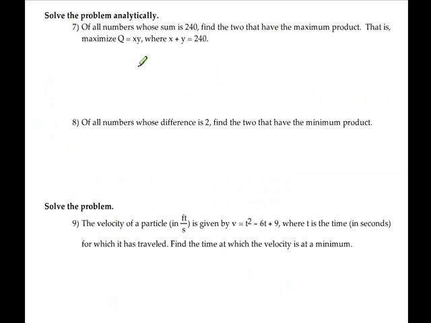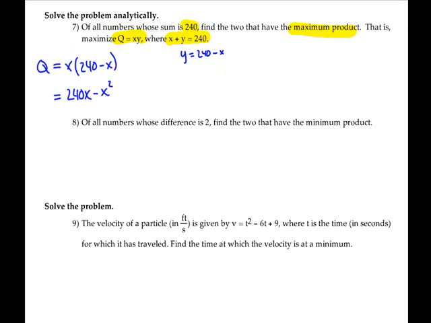7, we've got two numbers whose sum is 240. We're trying to find a maximum product for those two numbers. And they help us out a little bit here. They say that our product is xy, and we're told that x plus y is 240. Well, if x plus y is 240, then y equals 240 minus x. If I substitute that in, then q, not q prime, just q right now, q is equal to x times y, which is 240 minus x, or 240x minus x squared.